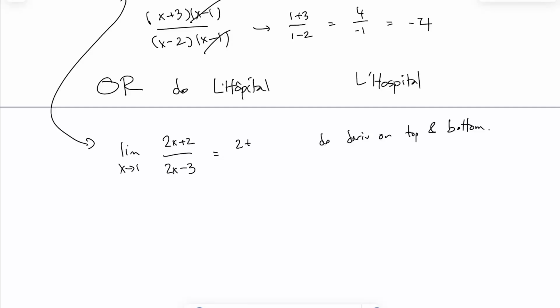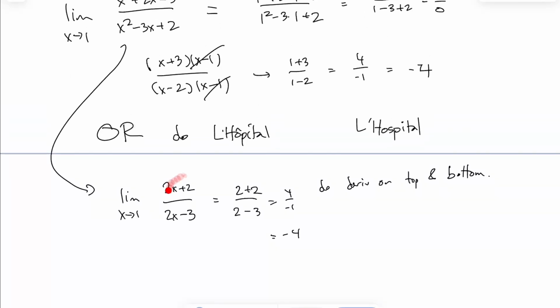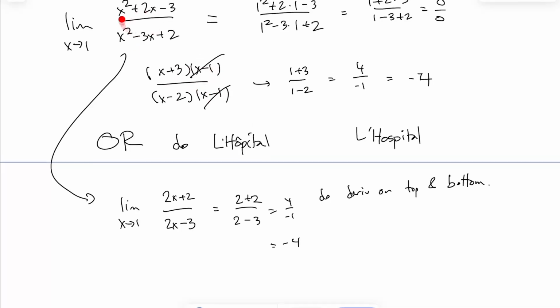2 times 1 plus 2 over 2 times 1 minus 3. This is 4 over negative 1, which is negative 4. And that is the correct answer. All right? This is the L'Hopital rule. It's very easy to do, and to me, I would rather do this than factor. Now this is a fairly easy factoring example, but I'm sure you all know factoring in general can be much weirder looking, and I would basically always rather do this than factor the original thing.